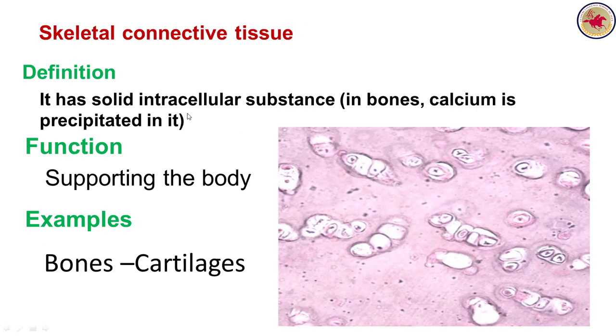Skeletal connective tissue is the second one. Its definition is that it has solid intercellular space. This is the cartilaginous tissue, like cartilage, and we also have skeletal connective tissue, bones. The difference between bones and cartilage: cartilage is like bones, but without calcium, without precipitation of calcium.